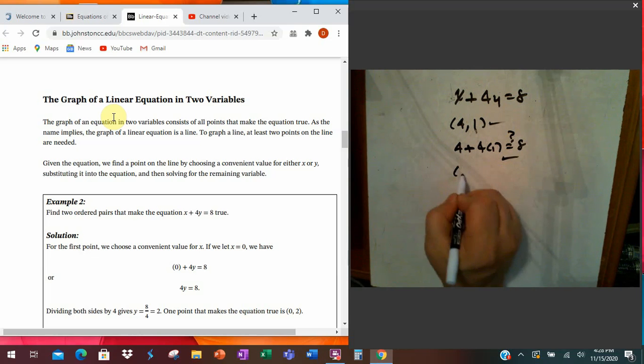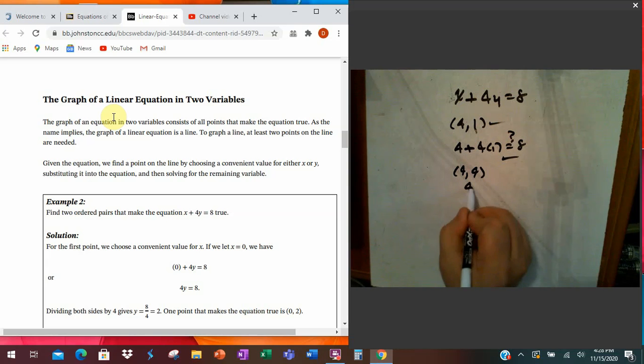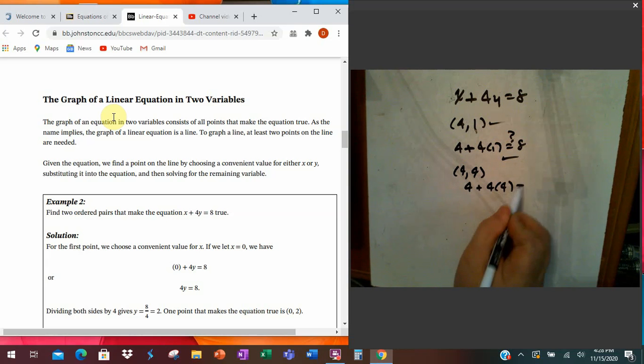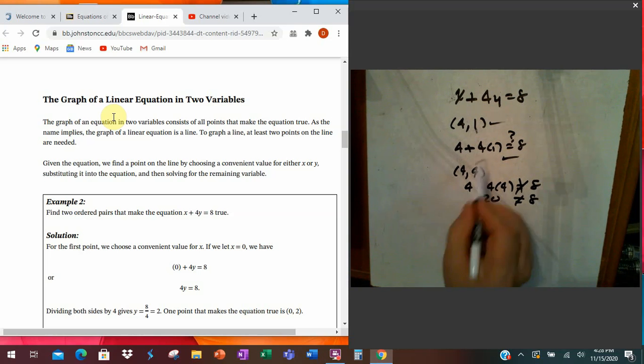How about that (4, 4) that I accidentally wrote? 4 plus 4 times 4 does not equal 8. 16 plus 4 is 20, and that does not equal 8. So that doesn't work. Okay, so that's what being a solution to the equation means.